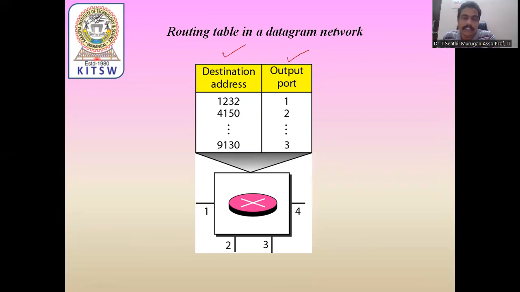If any packet has this destination address, the output port is 1. If any packets come with this destination address, it will be sent through port 1. If any packet has the destination 4150, then it will send the packet to port number 2. Like that, it's maintaining a table. So if any packet arrives at this router, it will identify the destination address and process according to it. Which port it will forward the packet to is maintained in the routing table.